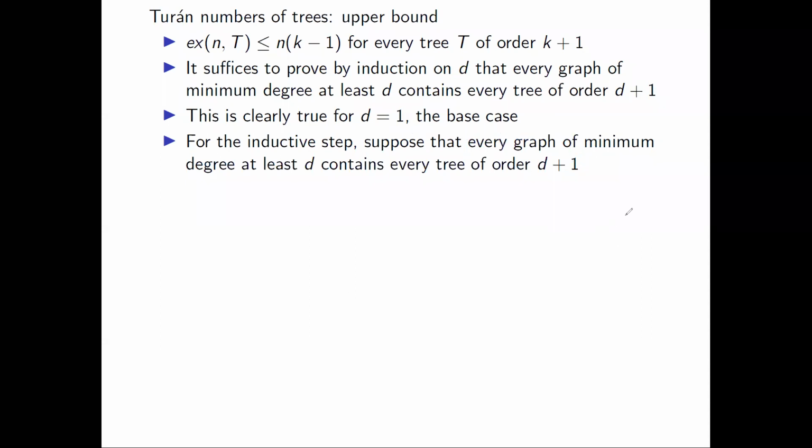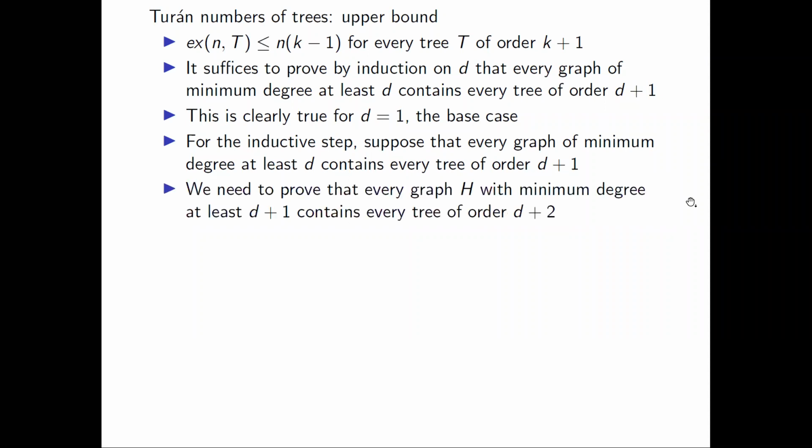Now for the inductive step. We will suppose that every graph of minimum degree at least D contains every tree of order D plus 1, and we'll use that to prove the next step of the induction. We're going to prove that every graph H with minimum degree at least D plus 1 contains every tree of order D plus 2. So we'll fix a tree and we'll fix one of these graphs H with minimum degree at least D plus 1.